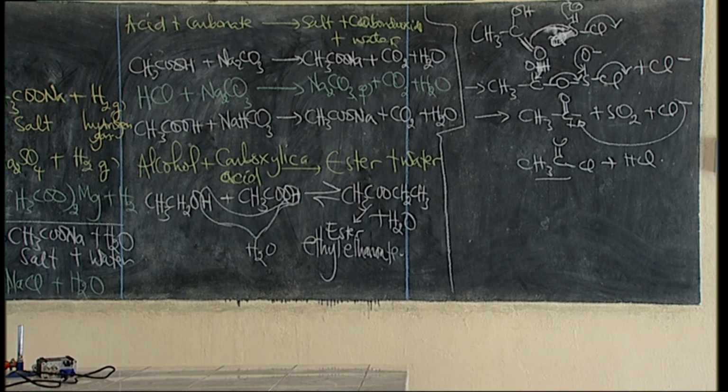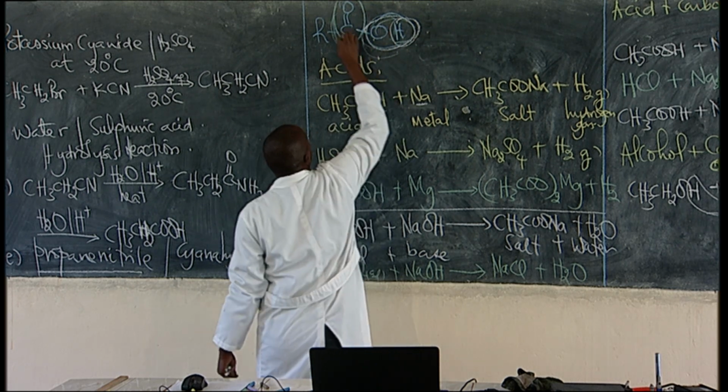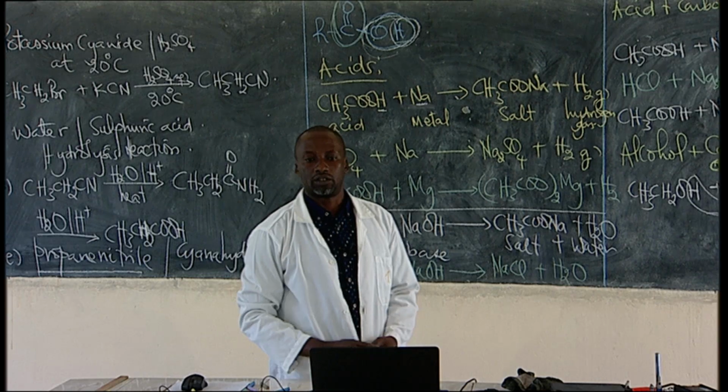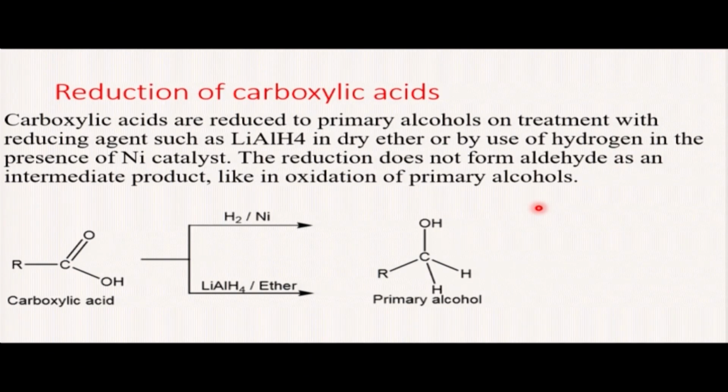Then the last one is the reaction that involves this, because we have said there are three categories: reactions involving hydrogen, reactions involving OH, and the reactions involving the carbonyl group. So that is the reduction reactions. Carboxylic acids are reduced to alcohols, or to carbonyl compounds, depending on the type of the carboxylic acid and the reducing agent that can be used. In the presence of hydrogen and nickel, these are strong reducing agents, so the carboxylic acids will be reduced to primary alcohols.